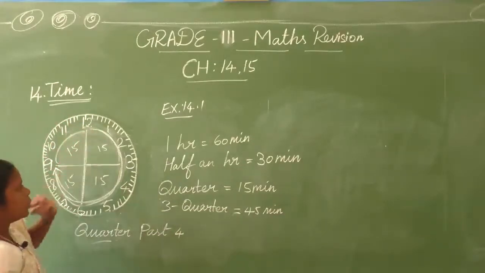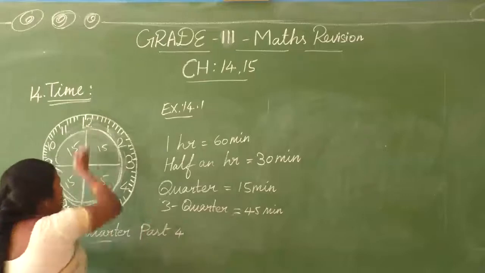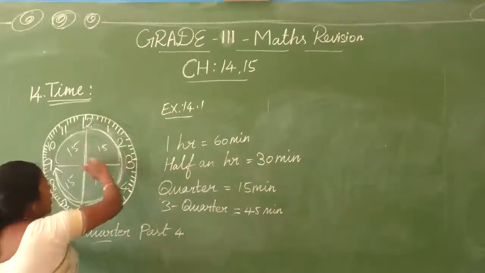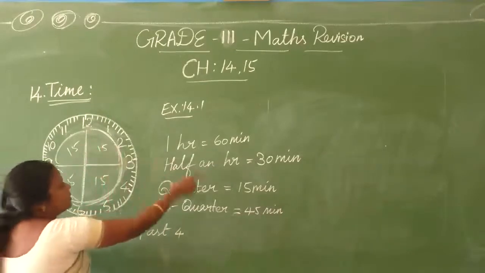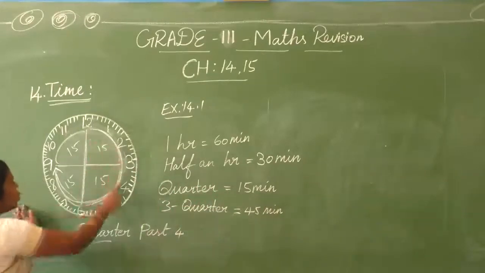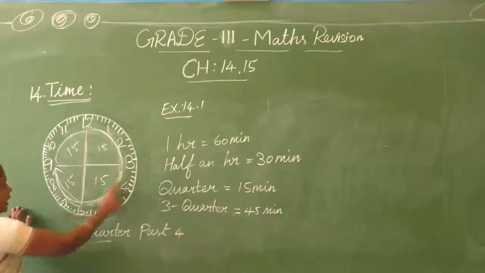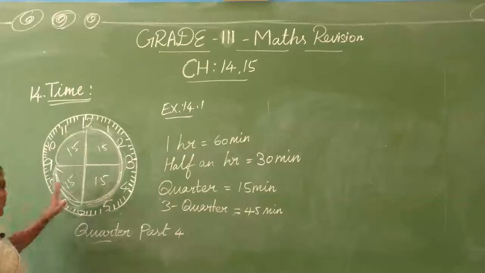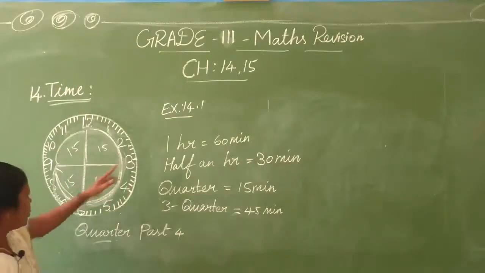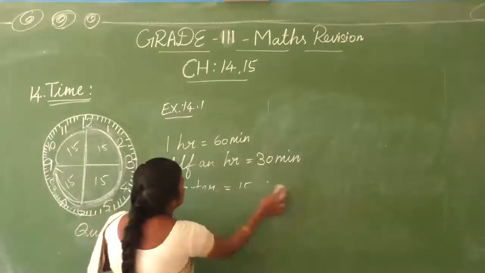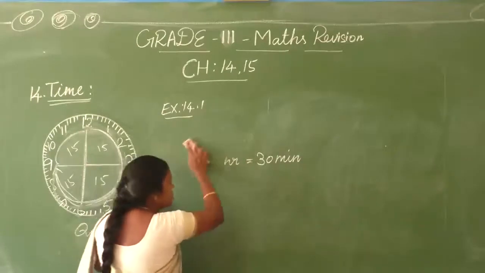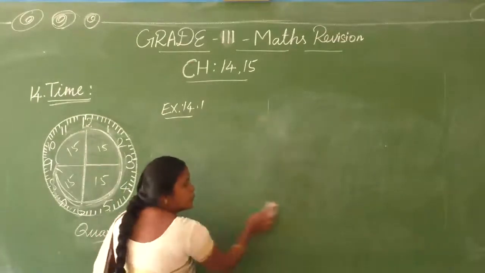So now you know, one round is nothing but 1 hour. 1 hour is equal to 60 minutes. Half an hour is equal to 30 minutes. 1 quarter is equal to 15 minutes. 2 quarters is 30 minutes. 3 quarters is 45 minutes. You know well. Now using these words, time is mentioned. For mentioning the given time, you have to draw the clocks.